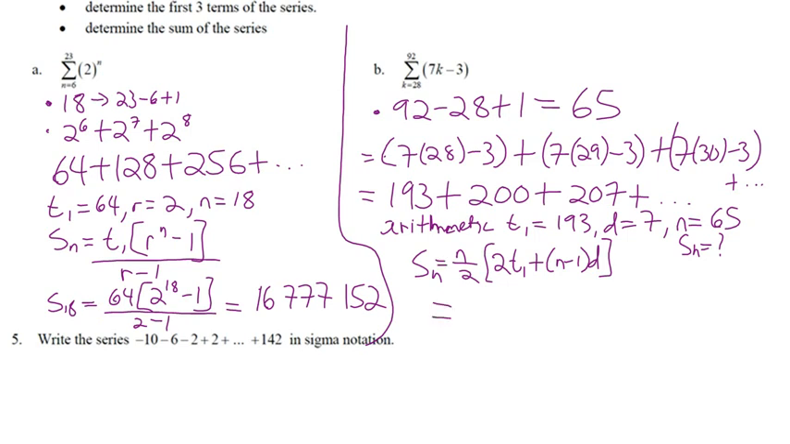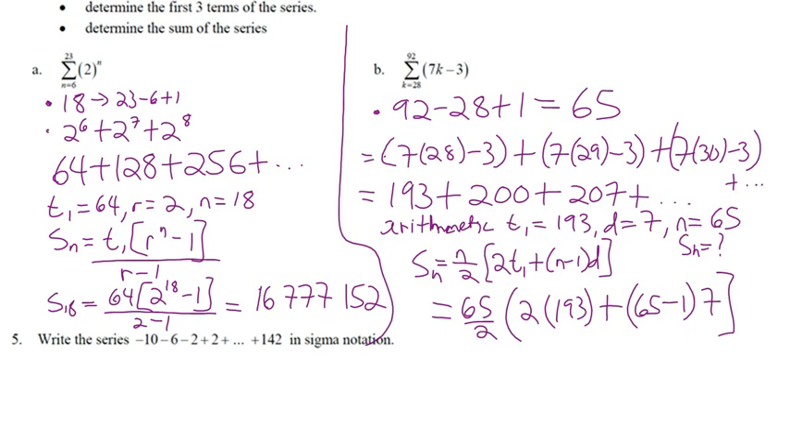Okay, so what was N? 65. 2 times, what was T1? 193. Plus, what was N minus 1? 65 minus 1. What was D? 7. Equals, as far as I'm concerned, you can just give me an answer at this point, right?